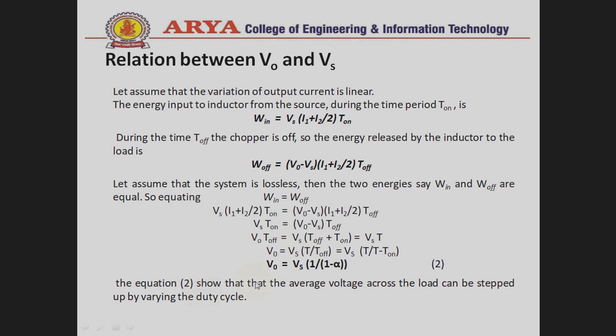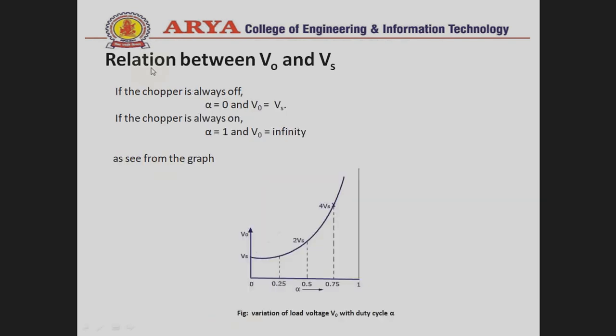Equation number 2 shows the average output voltage across the load can be stepped up by varying the duty cycle. In equation number 2, if the chopper is always off, it means alpha is 0 and V out equals Vs. And if the chopper is always on, that means alpha equals 1 and V out equals infinity. These conditions are shown by this figure if we plot the graph between the output voltage and the duty cycle.